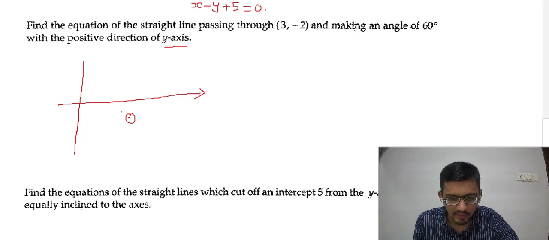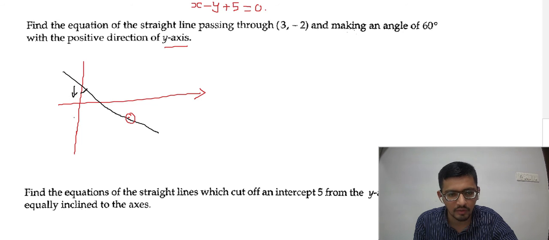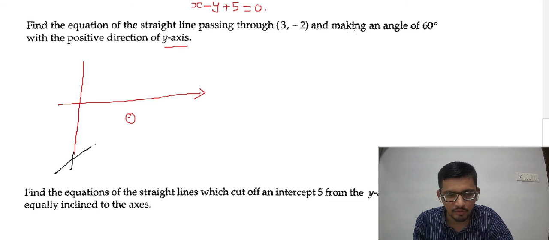That means from this point you can draw a line like this also. If you take this as 60 degrees, this is wrong, because this is making the angle with the negative direction. You can see this direction is towards the negative side with respect to the y-axis. But what they're telling is this angle is 60 degrees with the positive direction of the y-axis. That means the line should be something like this.